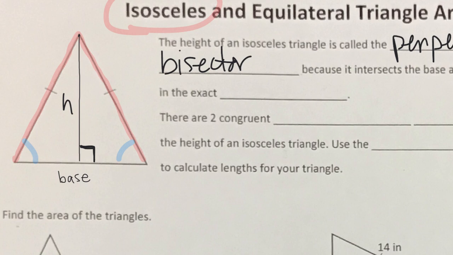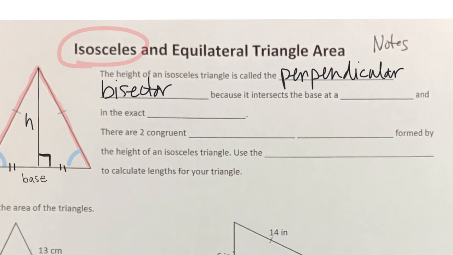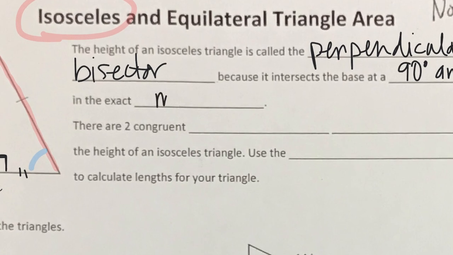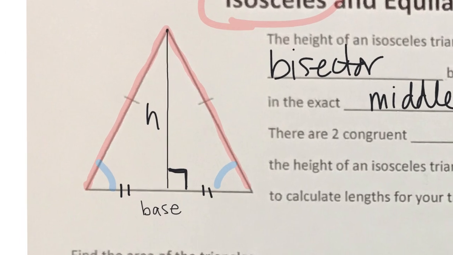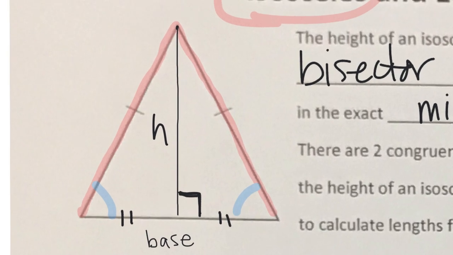So what is it bisecting? The base down here. So it cuts your base into two exact parts, right? It intersects the base at a 90-degree angle, as all heights do, but it also intersects the base in the exact middle. So the height for an isosceles triangle is perpendicular, but it is also a bisector of the base. Okay, so what kind of triangles are formed by this perpendicular bisector?